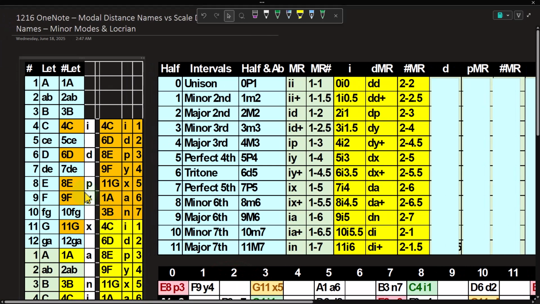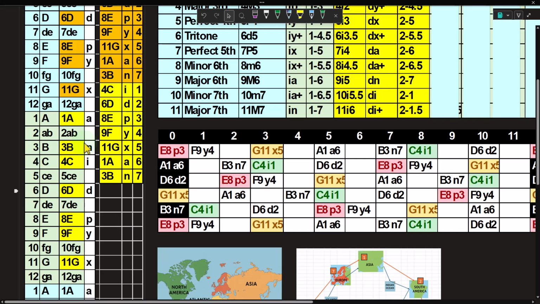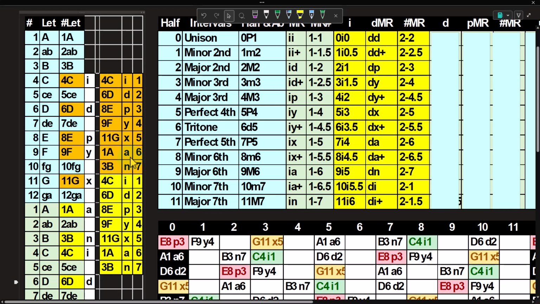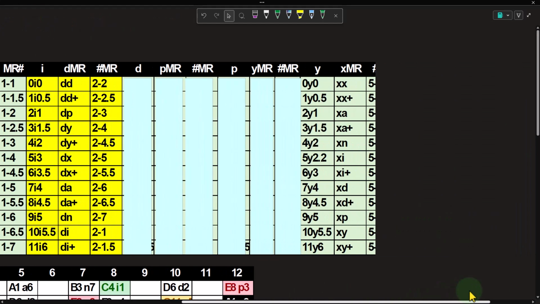So if I go from the Aeolian and I go up 8, 1, 2, 3, 4, 5, 6, 7, 8, I get to the Lydian. If I'm on the Aeolian here and I go up 1, 2, 3, 4, 5 modal half steps, I get to the Lydian. If I make the Aeolian the 1 scale degree, 1, 2, 3, 4, 5, 6, 6th scale degree. Okay, so let's go back on over.